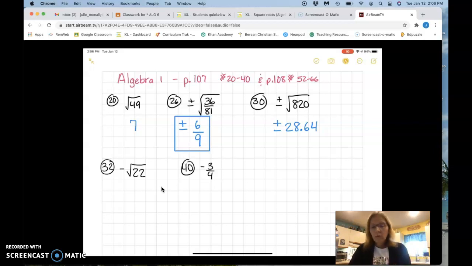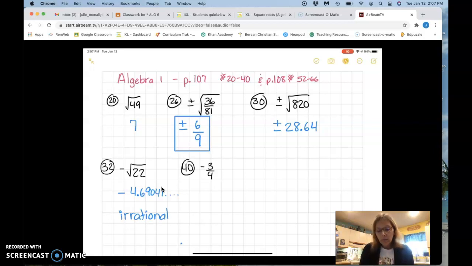So the first thing we need to do for number 32 is we need to work out this answer. What is the square root of 22? So the square root of 22 is a big long decimal that does not repeat and it has no pattern. That means it is an irrational number. So I'm going to write 4.69041 means it goes on forever. It doesn't repeat, it goes on forever. So that is irrational.